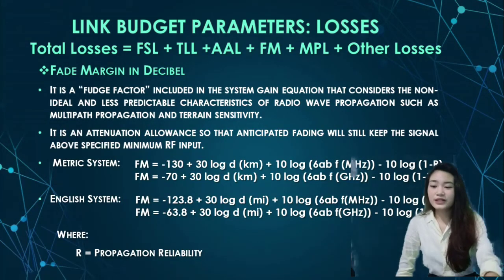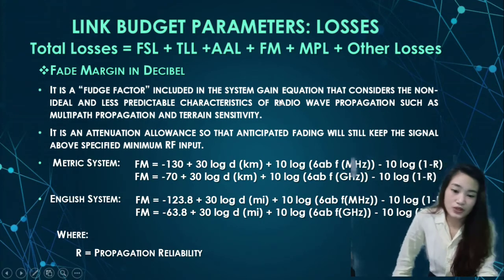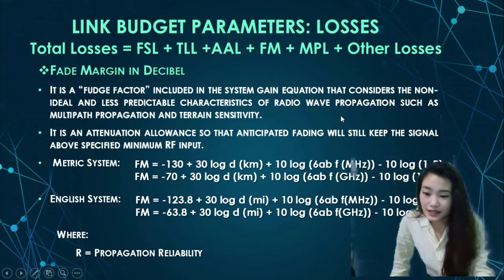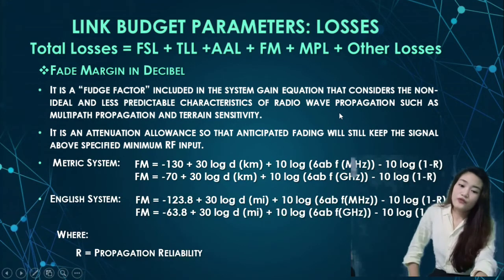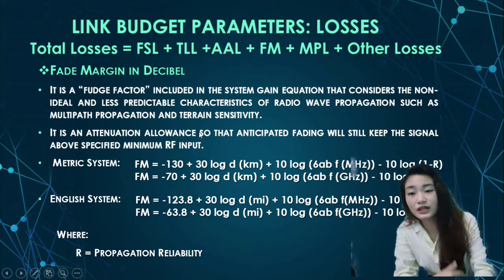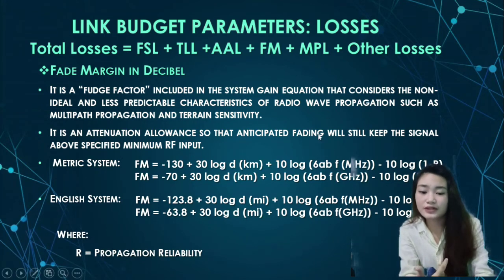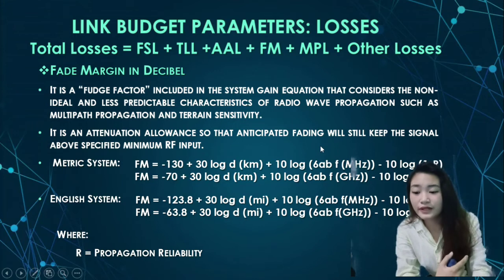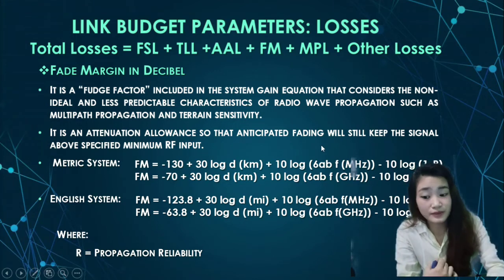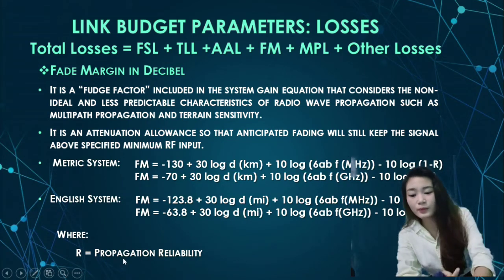Next one, the fade margin in decibels. It is a fudge factor included in the system gain equation that considers the non-ideal and less predictable characteristics of radio wave propagation, such as multipath propagation and terrain sensitivity. It is an attenuation allowance so that anticipated fading will still keep the signal above the specified minimum radio frequency input. These are the formulas in the metric system. These are the formulas in the English system, as you can see, where R is the propagation reliability.